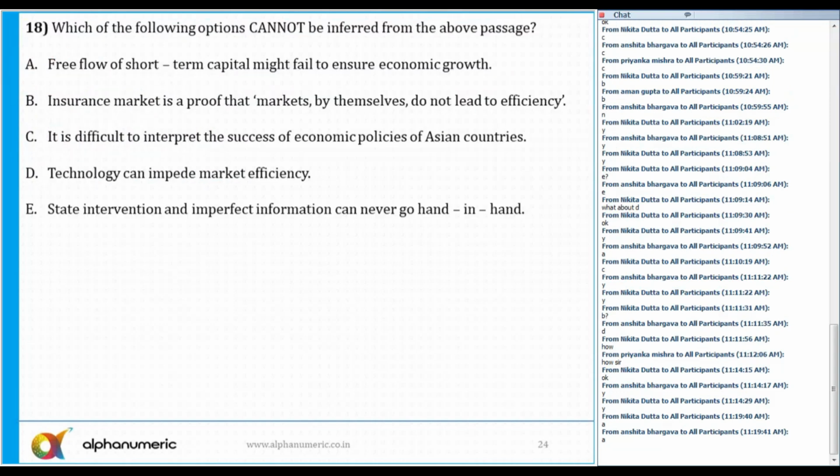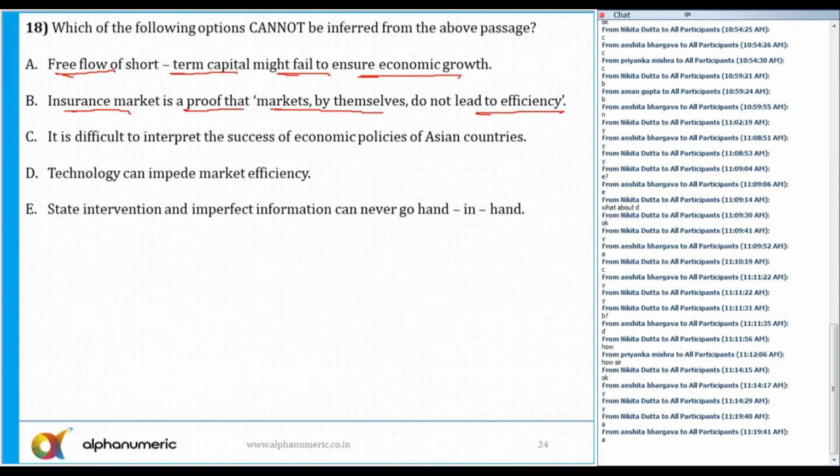Number 18, which of the following options cannot be inferred from the passage? What can you not infer? Let's see. Free flow of short-term capital might fail to ensure economic growth. Yes, this can be inferred. Insurance market is a proof that markets by themselves do not lead to efficiency. Yes, he has given this example.